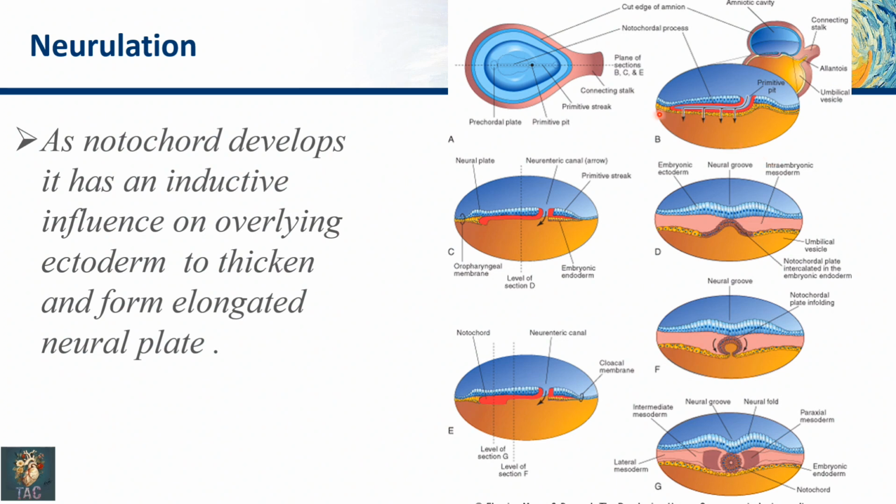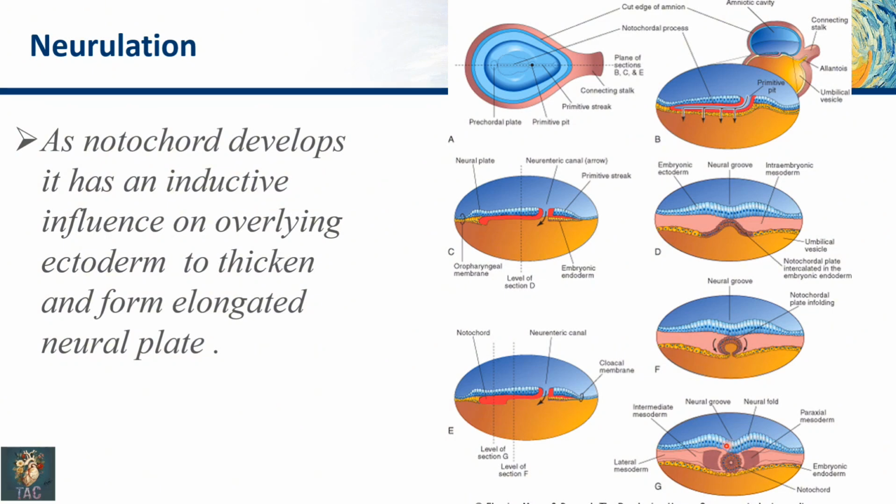So look at this diagram. This section B is taken at this level, and in this diagram you can see in blue color the ectoderm, and in red color the formation of the notochord, which is in the process of development, and it is in different stages which we have discussed in the previous lecture. So as the notochord is forming, it also has an inductive influence on the overlying ectoderm to form the neuroectoderm. As the notochord becomes a tubular structure, the paraxial mesoderm is also formed over here.